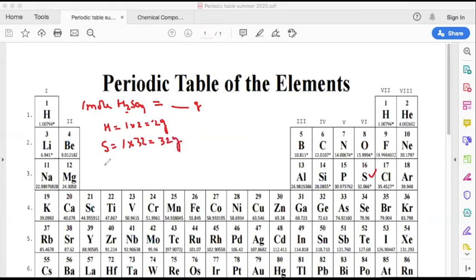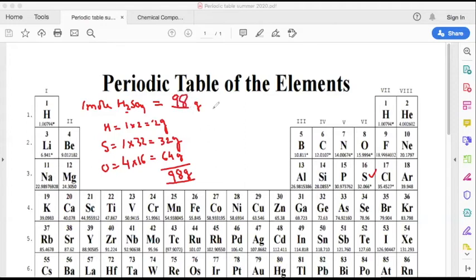And you have oxygen. How many oxygen do you have in H2SO4? You have 4 atoms of oxygen, right? So 4 oxygen, and each oxygen is 15.99. We can say 16. So I can say 64 grams. And then if you add all of them, you will get around 98 grams. So I can say 1 mole of H2SO4, sulfuric acid, is 98 grams, right?